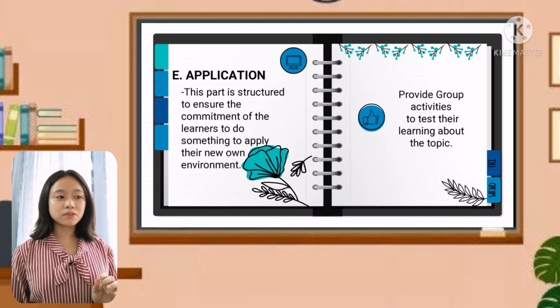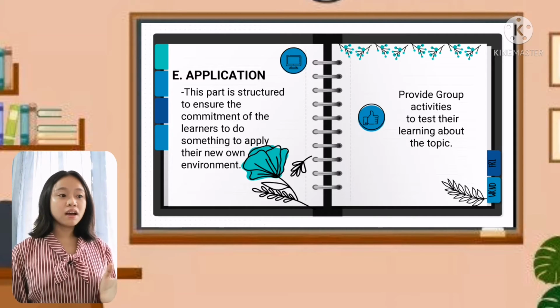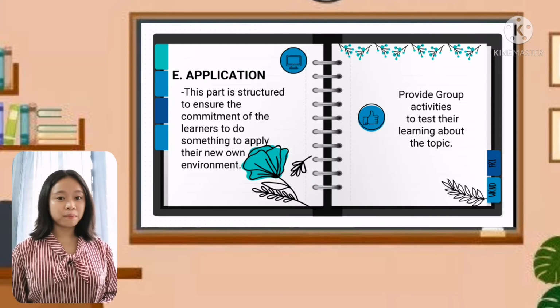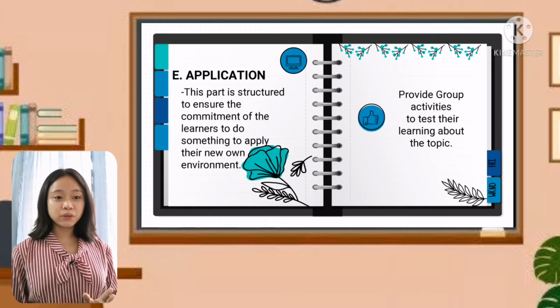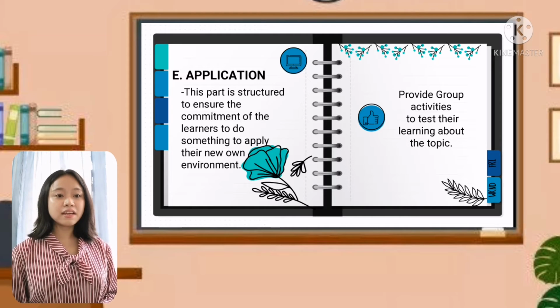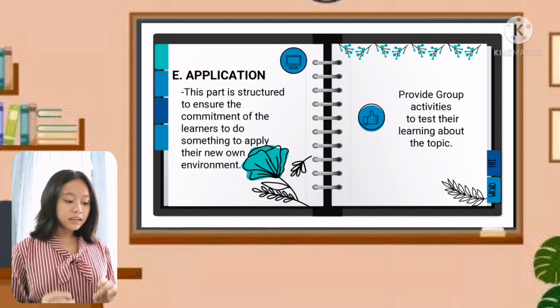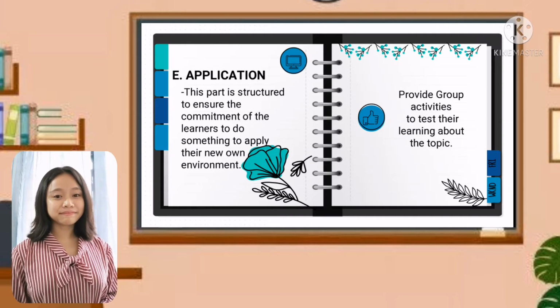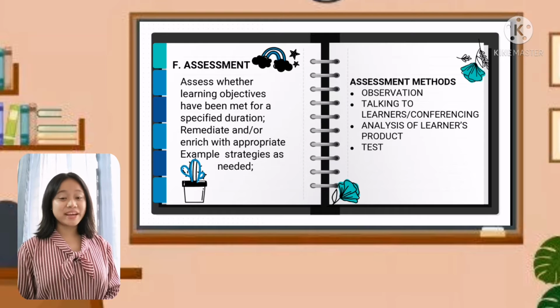Next, we have the application. This part is structured to ensure the commitment of the learners to do something to apply their learning in their own environment. For example, provide group activities to test their learning about the topic, to see if they really learned the lesson that you taught earlier. Lastly, we have the assessment.